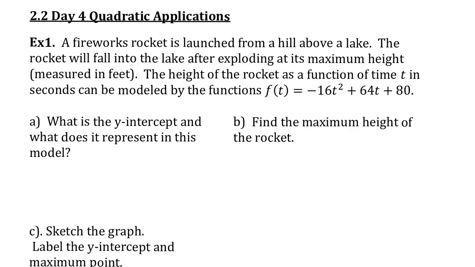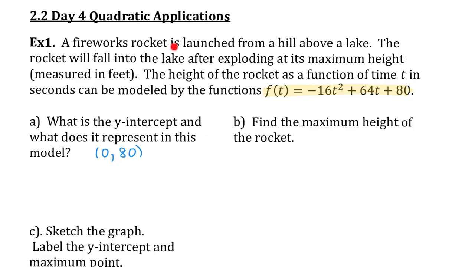The height of the rocket as a function of time in seconds can be modeled by the function f of t equals negative 16t squared plus 64t plus 80. So that's my function. Okay, let's read this. What is the y-intercept and what does it represent in this model? Well, the y-intercept is the c value, which is 80. So I'm going to list what it is, and then we'll go back and read what it represents.